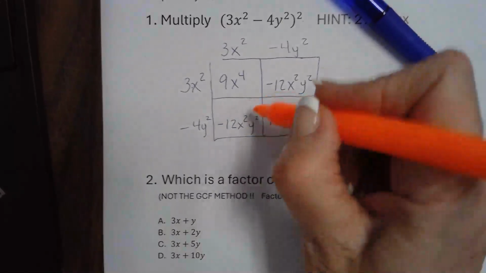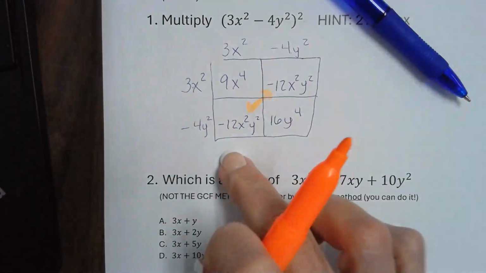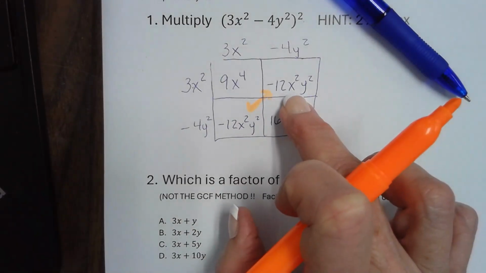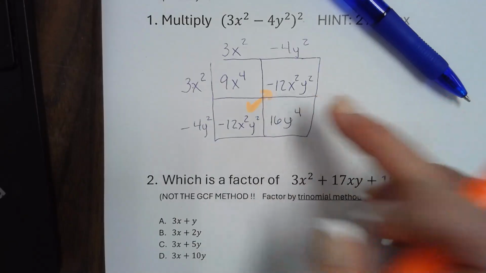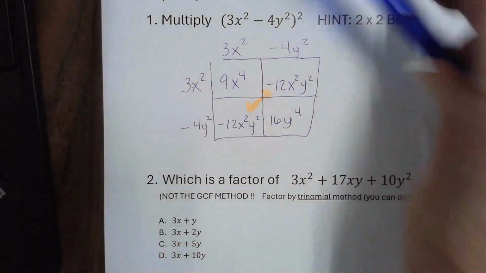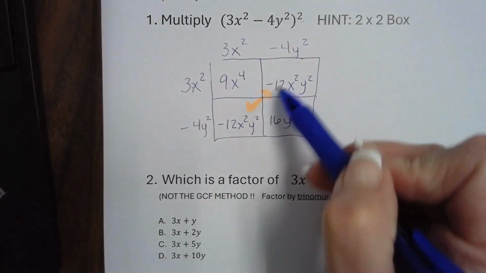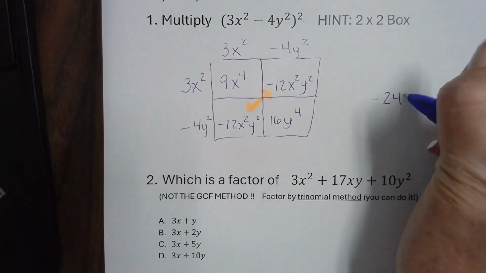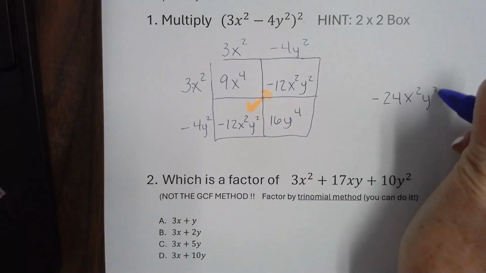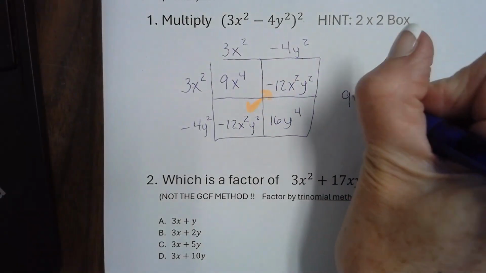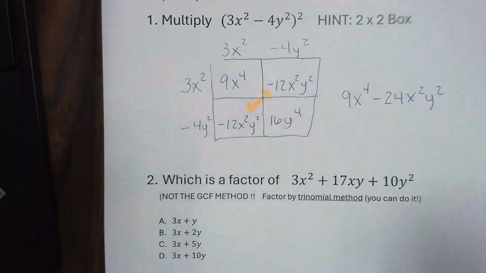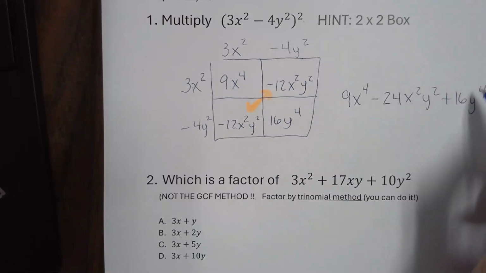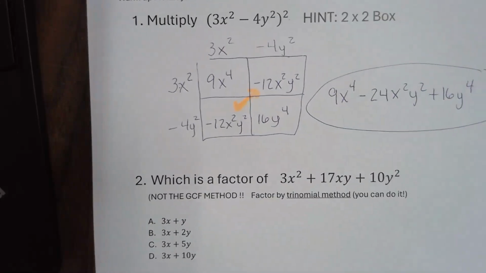Now, the middle terms here can be combined together. Why can they be combined together? They're alike because they both have an x squared y squared. And remember, when we're combining, we do not add powers. So when I combine here, I get negative 24, and we just keep the x squared y squared. I'm going to bring down my 9x to the fourth. I'm going to bring down my positive 16y to the fourth. And that's my answer.